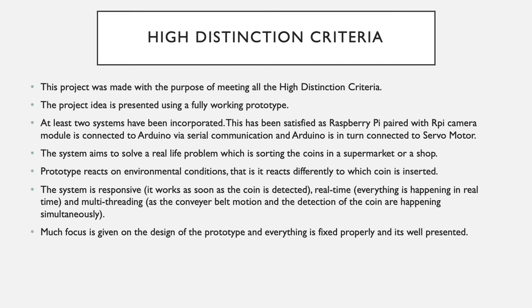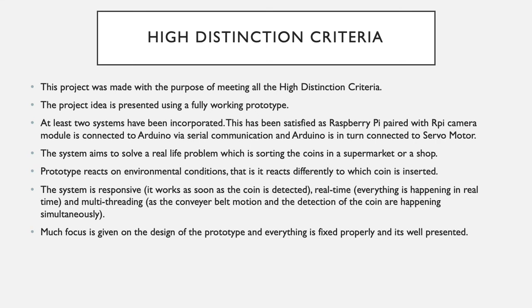So I have made this project to satisfy the condition of a high distinction criteria. All the high distinction criteria conditions are met in this project. The project idea is presented using a fully working prototype, and at least two systems have been incorporated in this project. This condition has been satisfied as the Raspberry Pi paired with the RPi camera module is connected to the Arduino via serial communication, and the Arduino is in turn connected to the servo motor.